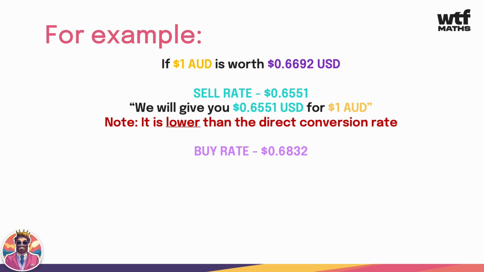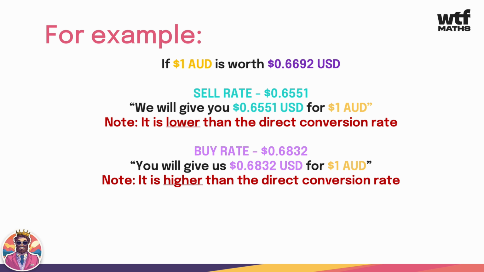So what this means is the shop will say, you will give us 0.6832 United States dollars for $1 Australian back. So this is higher than the direct conversion rate, so you have to give over more of your foreign currency to get your money back. Again, this slight difference makes the company some money.